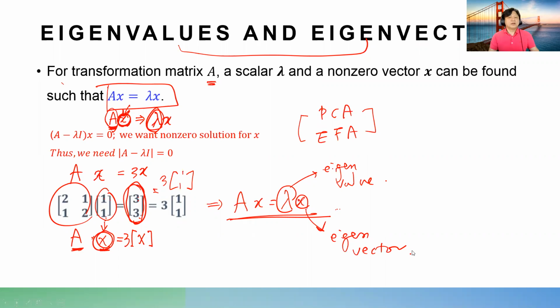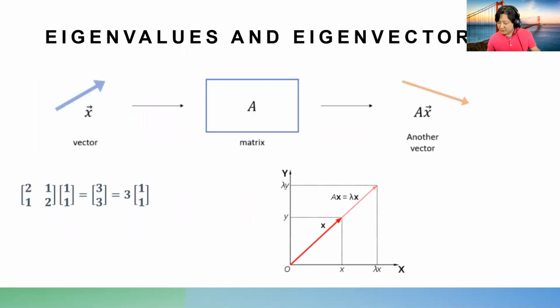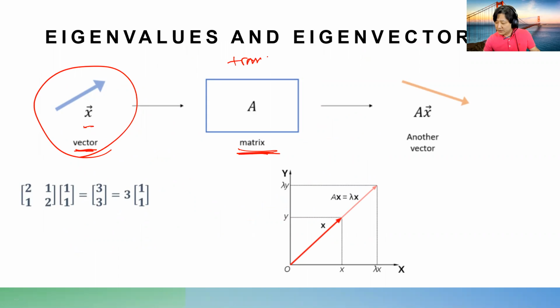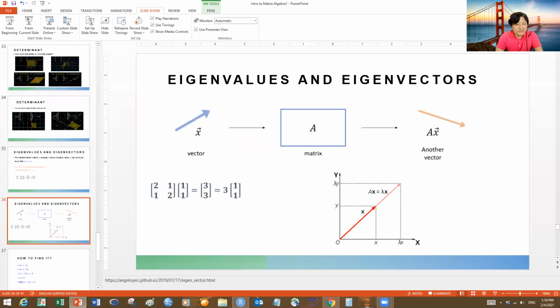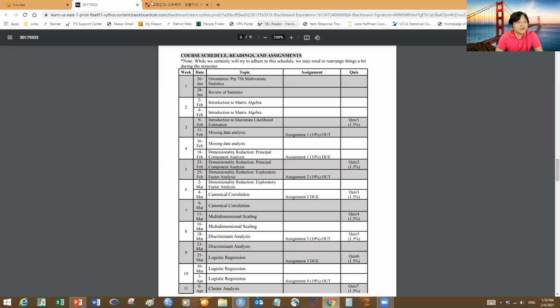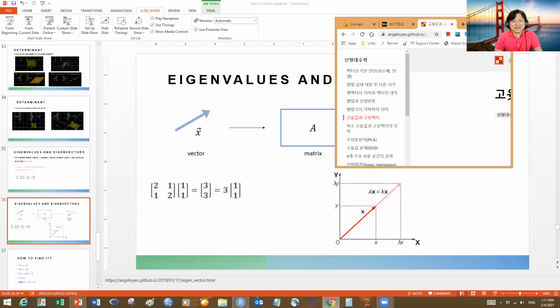So I found a really, really good graph. Again, one more step. Let's say we have some vector. If you multiply by a matrix, that means it is a linear transformation, and it will return another vector. Okay, you understand this relationship, right? I'm going to show you a graph here. This is a Korean website, but I think this is really helpful.